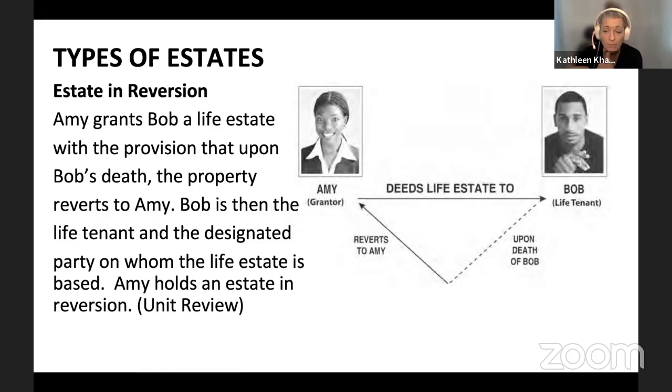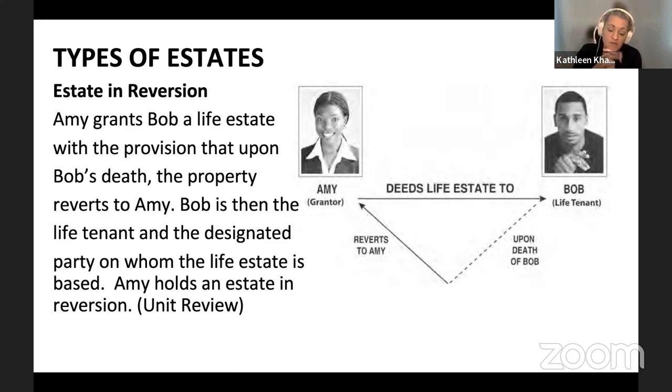What does that mean? Well, Bob's heirs are not going to get the property because he doesn't own the property. He has been deeded a life estate. So for his life, he gets to be the life tenant on said property, but upon his death, it reverts back to Amy. Bob has the life tenancy. He also has the life estate. It's upon his life. So Bob is then the life tenant and is the designated party to whom the life estate is based. Amy holds an estate in reversion, and we're going to answer a question together.